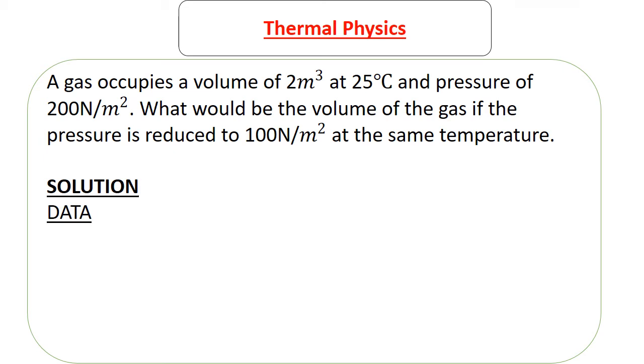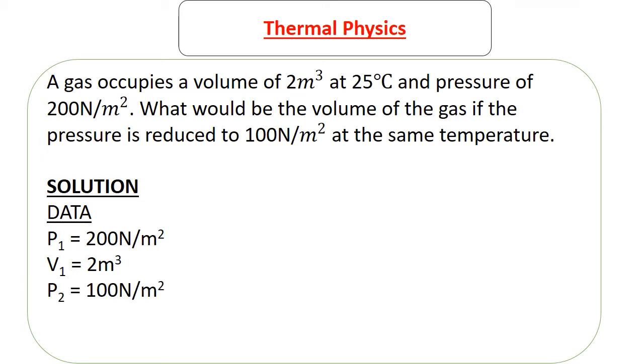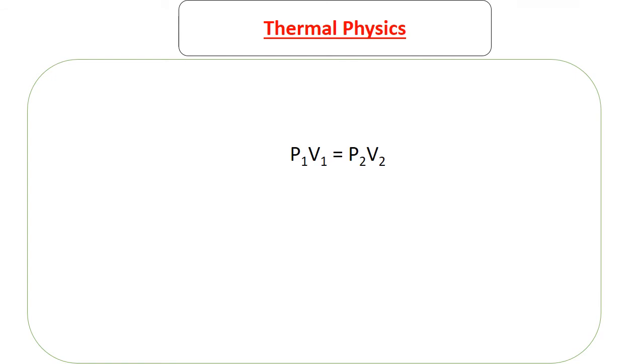So we're going to say data: we have pressure 1, which is 200 newtons per meter squared. We have volume 1, which is 2 meters cubed. We have pressure 2, which is 100 newtons per meter squared. Volume 2, we don't have. So we're going to use the equation that we created, P1 V1 equals P2 V2. Let's plug in the values.